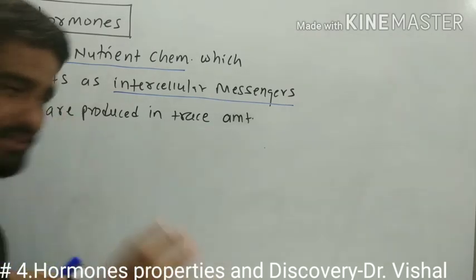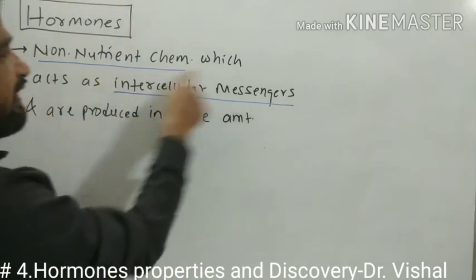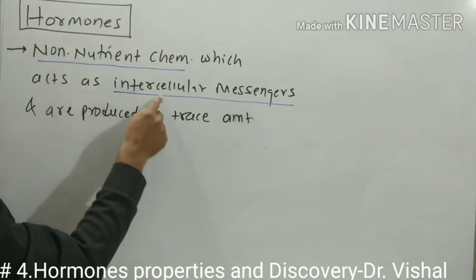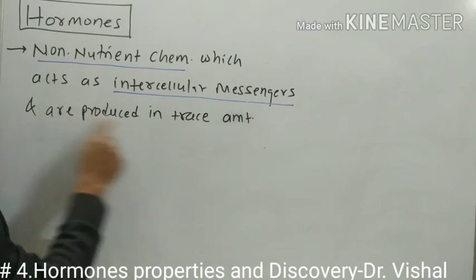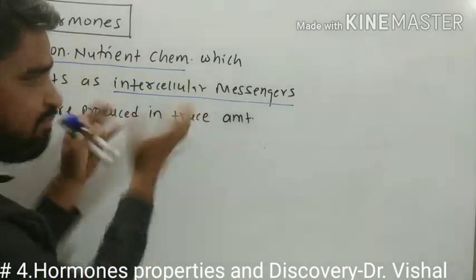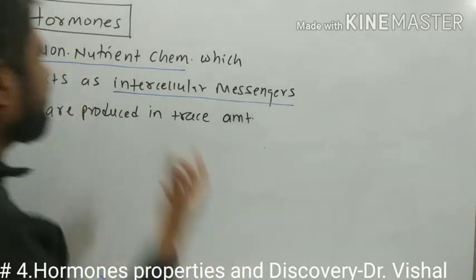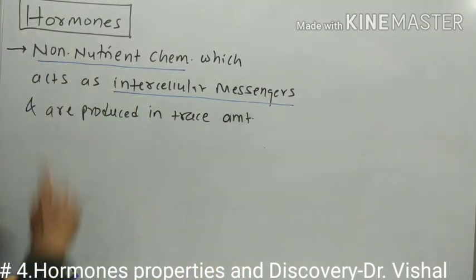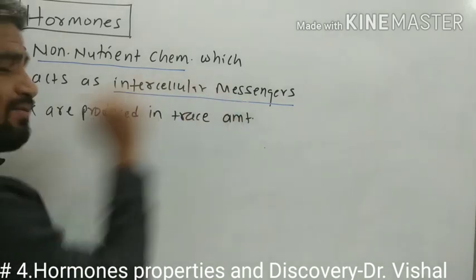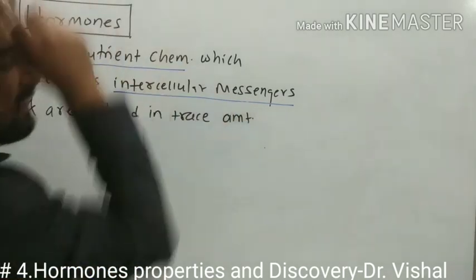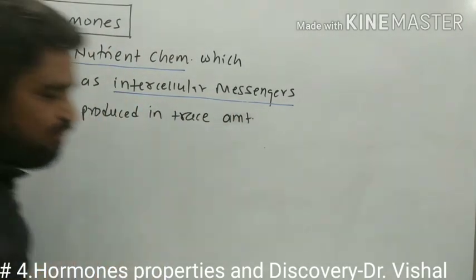I am repeating the definition. Hormones are non-nutrient chemicals which act as intracellular messengers and are produced in trace amount. There are a number of things hidden in the definition itself. It explains that hormones are non-nutrients, hormones are intracellular messengers, and hormones are produced in trace amount. So this is the definition of hormones.